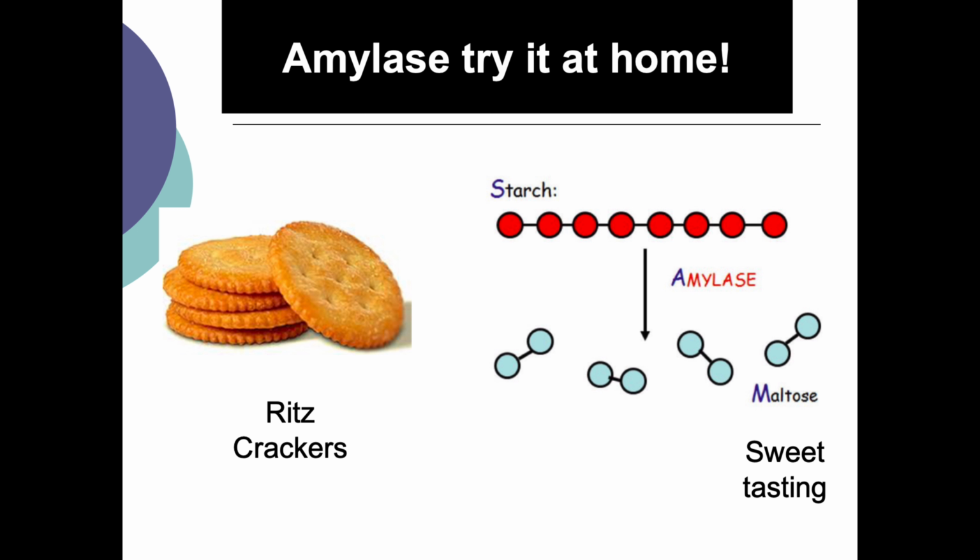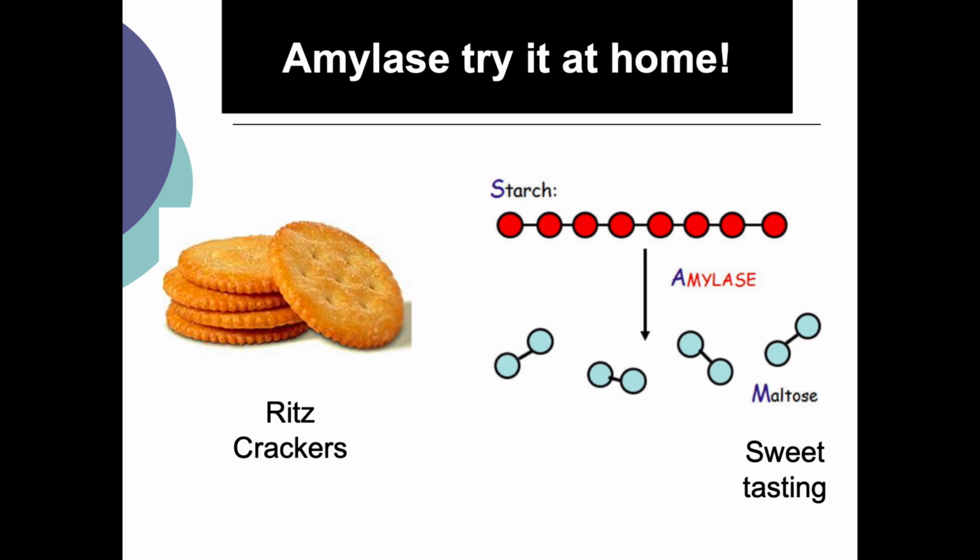So we've got this enzyme called amylase. Starch is this string of glucose molecules. Let's say these red dots are glucose molecules. Amylase is an enzyme that will break starch down, and it'll cleave these glucose molecules into two glucoses joined together. And two glucoses joined together is a disaccharide called maltose.